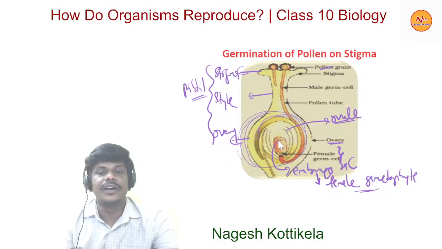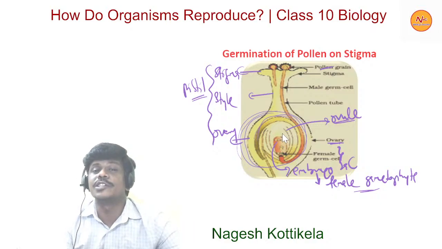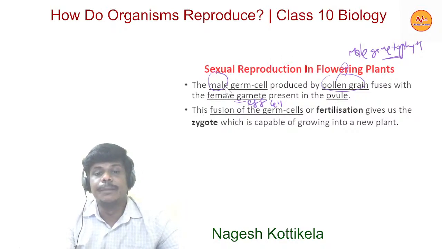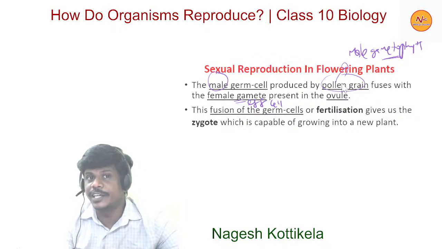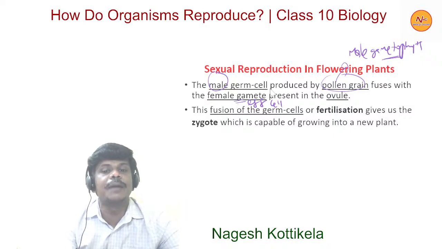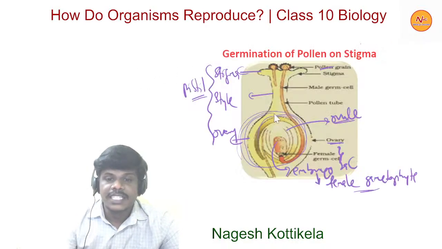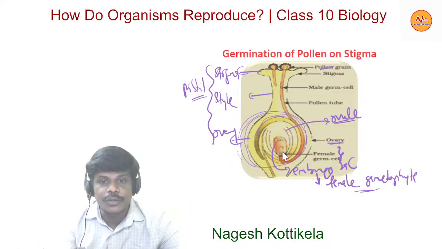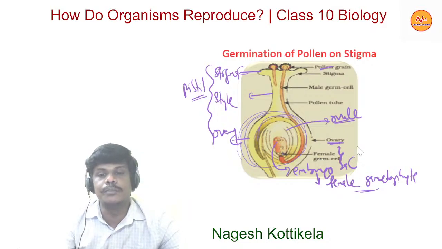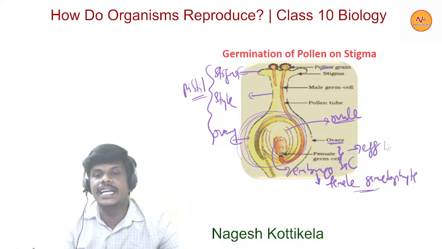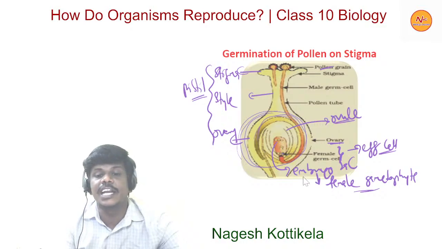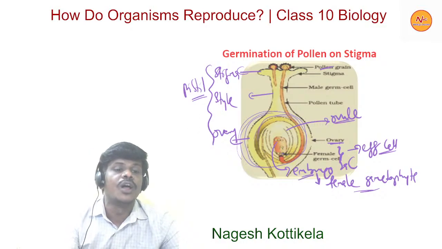Then there, what happens? The fertilization process occurs. What we need to understand is the male germ cell is produced by pollen grain. It fuses with the female gamete present inside the ovule. This is the ovule, inside the ovule is the embryo sac, which we call the female gametophyte. Inside this embryo sac we find the female germ cell, which is nothing but the egg cell.